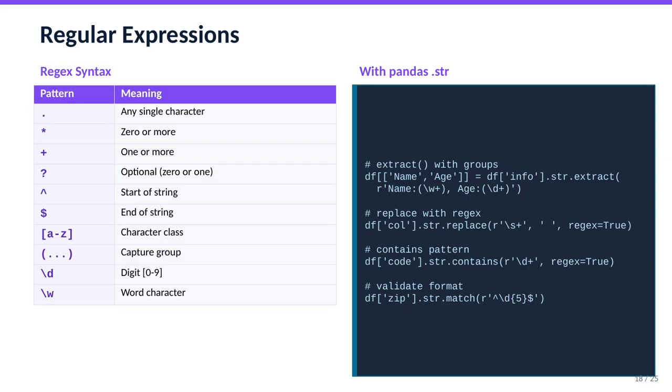In Pandas, use str.extract with groups to split fields, str.replace with regex to clean text, str.contains to test for patterns, and str.match to validate formats.